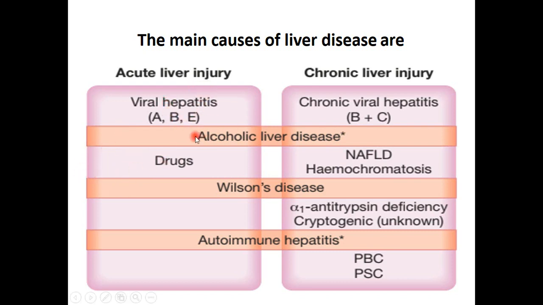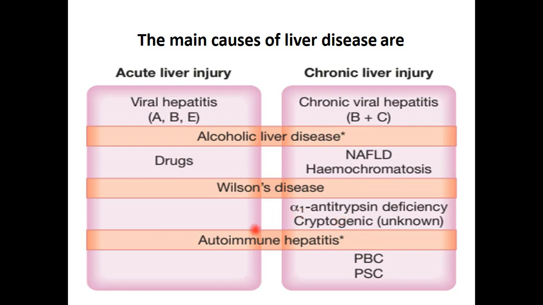Alcoholism may cause both chronic and acute liver injury. Drugs, for example paracetamol, for example during suicidal attempt with ingestion of high dosage, may lead to acute liver injury with acute liver failure and fulminant hepatic failure. While non-alcoholic fatty liver disease and hemochromatosis may lead to chronic liver disease. Wilson disease can cause both acute and chronic liver disease. Alpha-1 antitrypsin deficiency and cryptogenic unknown idiopathic hepatitis may lead to chronic liver disease.